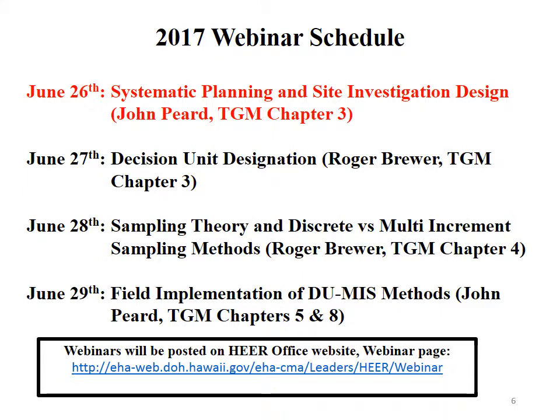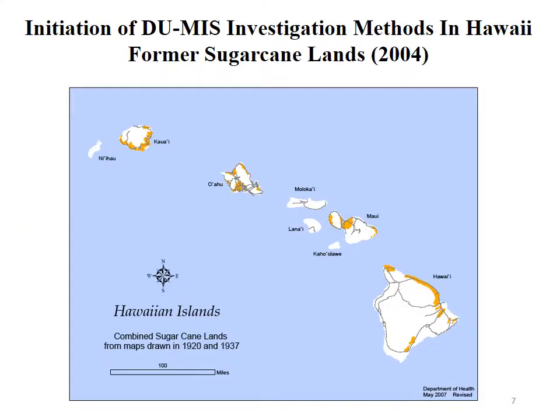On Wednesday, I'll come back to discuss sampling theory and get into more detail on discrete versus multi-increment sampling methods. We'll review a field study we did of discrete sample reliability. This will again address chapter 4 in the TGM. On the 4th day, John will be back. He'll be discussing the field implementation of decision unit MIS methods. So with that, I'll pass it off to John to start the first webinar.